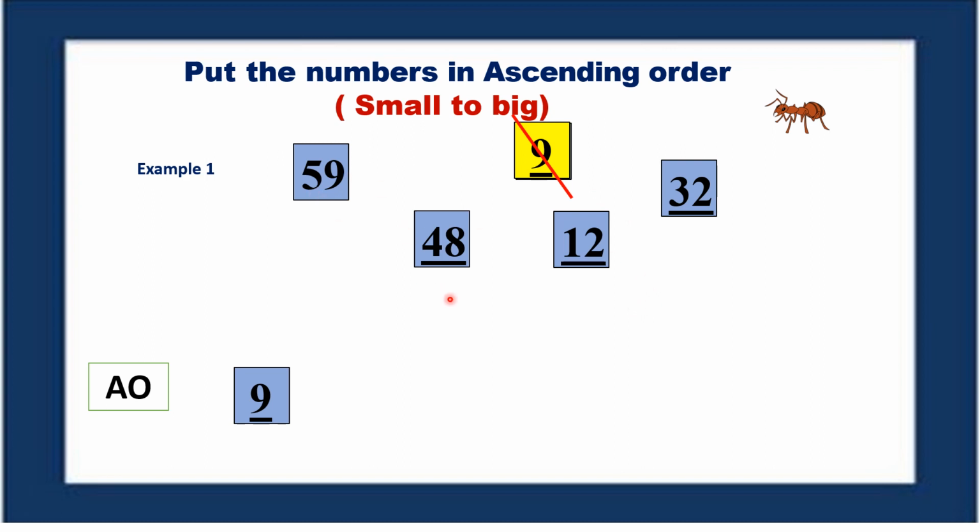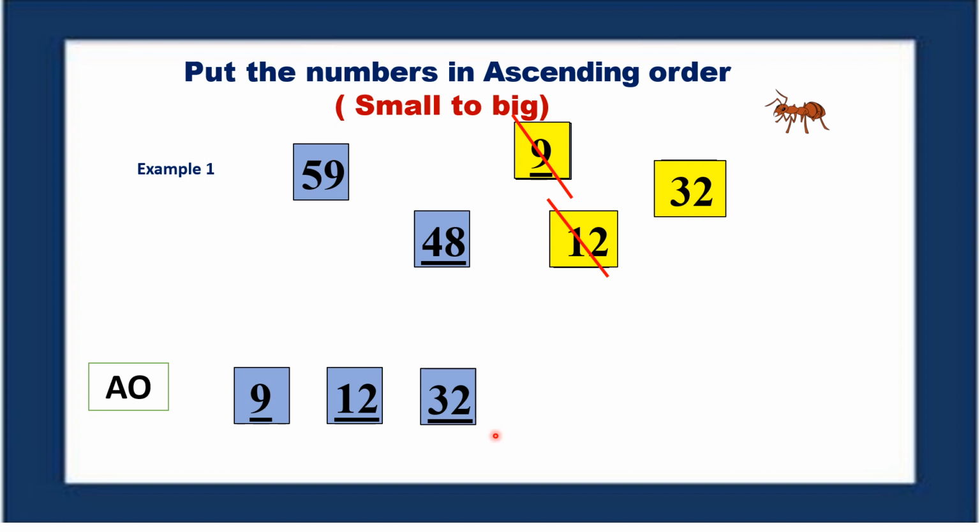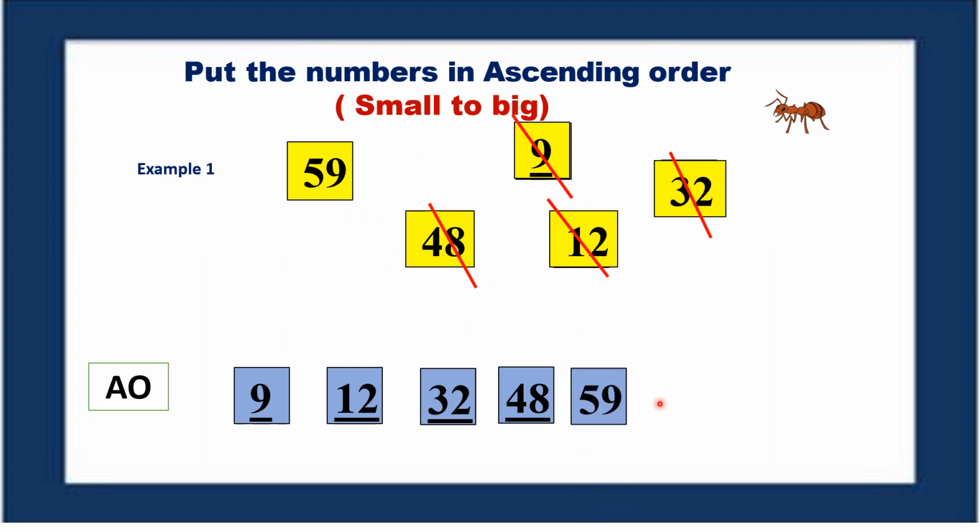Next identify which is a little bigger than 9. It is 12. So write 12 and strike off 12 in the question. Next one is a little bigger number than 12. It is 32. So write 32 over here in the answer and strike it off in the question. In the same manner, after 32 comes 48. So write 48 in the answer and strike off 48 in the question. And the leftover number is 59. So write 59 here and check whether you have struck out all the numbers. So we have arranged the given numbers in ascending order.